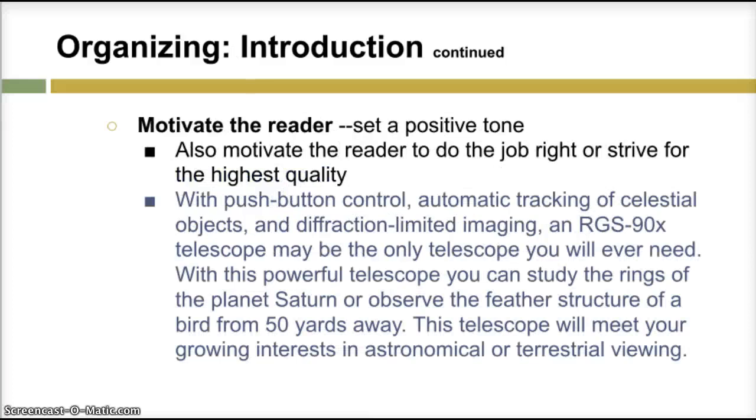Next, you want to motivate the reader by setting a positive tone. You also want to motivate the reader to do the job right or strive for the highest quality. Here's an example. With push-button control, automatic tracking of celestial objects and diffraction-limiting imaging, an RGS 90X telescope may be the only telescope you will ever need.